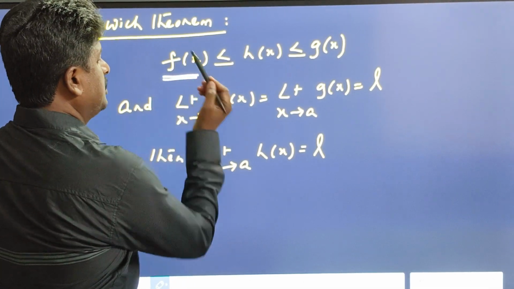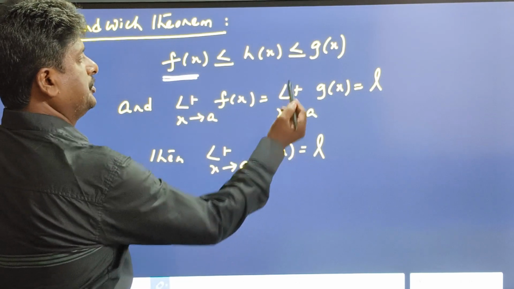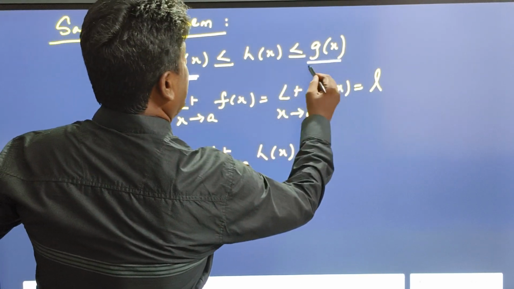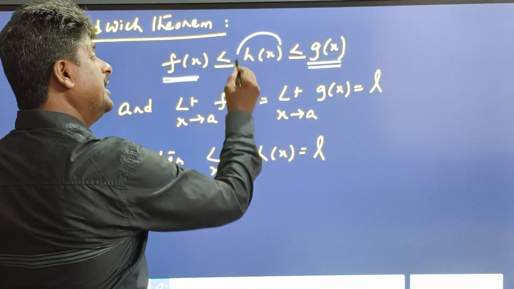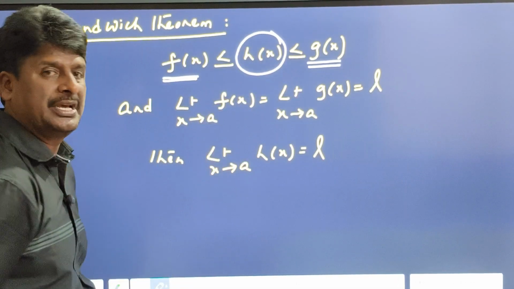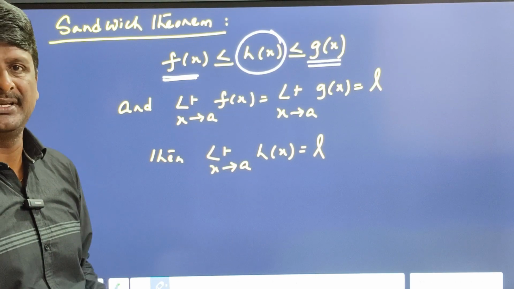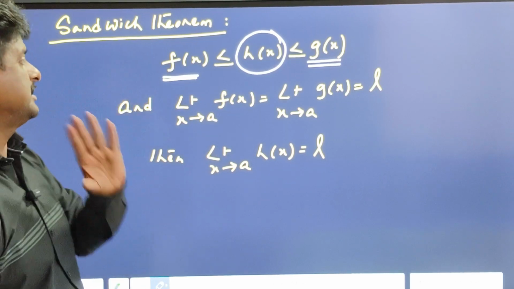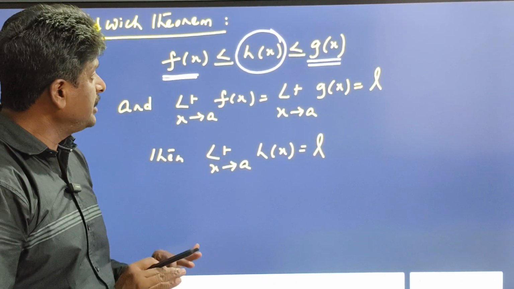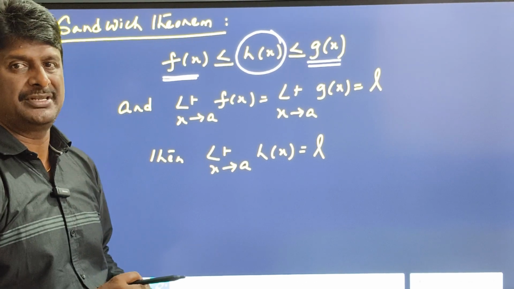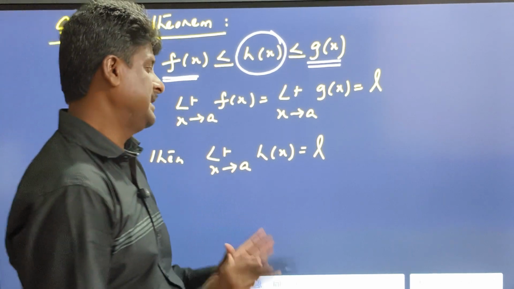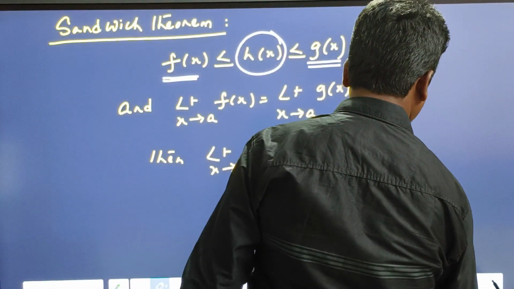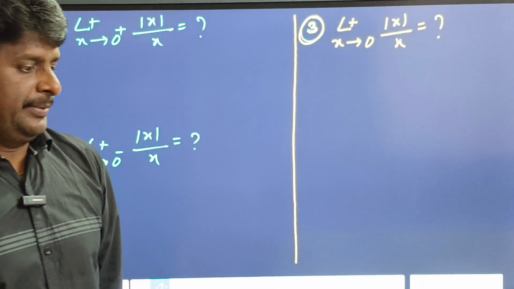Left side function approaches L. Right side function approaches L. What it says is the middle function also approaches L as x tends to a. Okay, so this is the way to find the limit of a function using the sandwich theorem. It is called the sandwich theorem. Okay. Problem number 1.